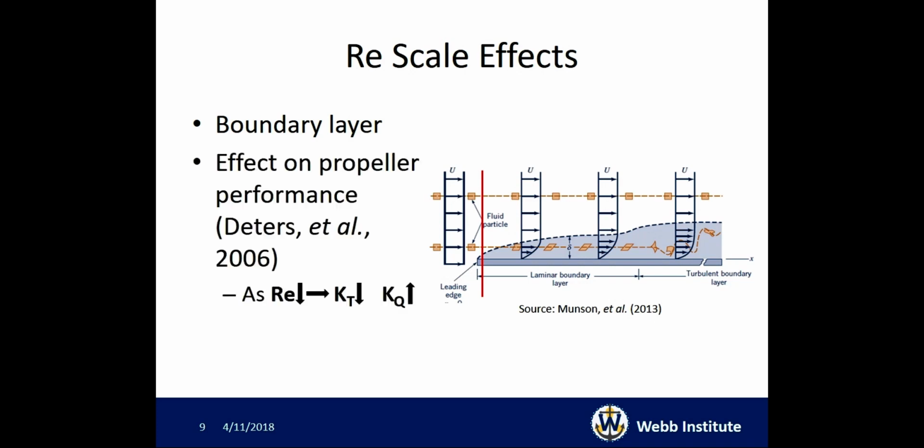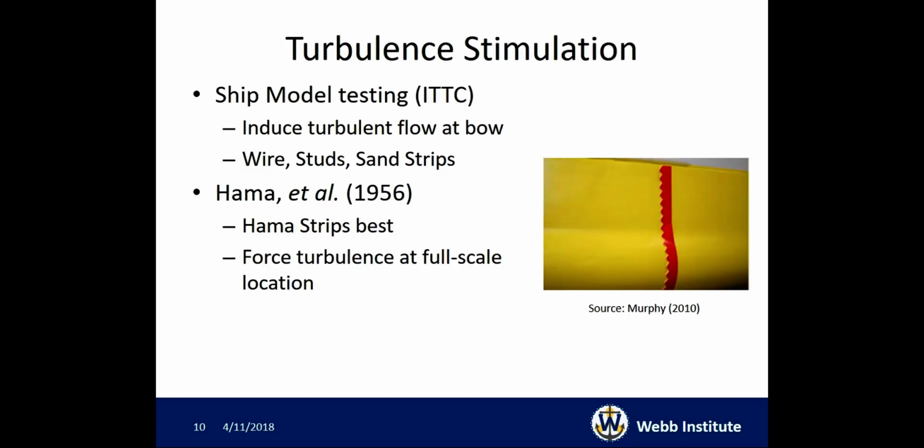The effect of this on the propeller performance, published in Dieters in 2006, is that as the test Reynolds number is decreased, this is a constant propeller, this is not between model and full scale, the thrust coefficient will decrease and the torque coefficient will increase. I'm going to remind you of all this later, so it's going to be okay.